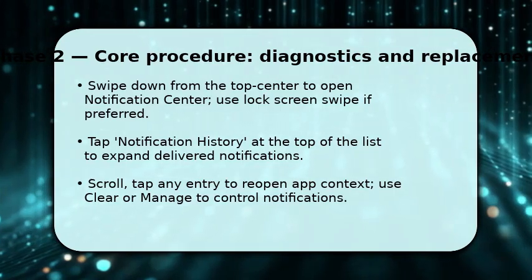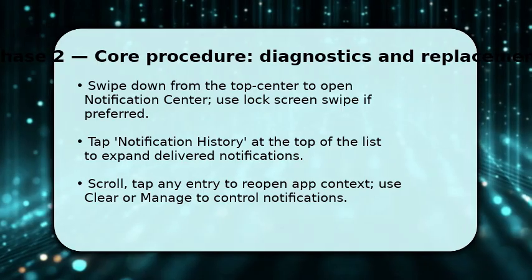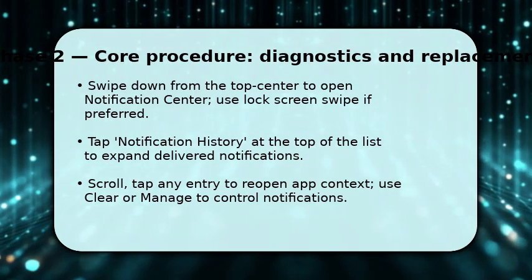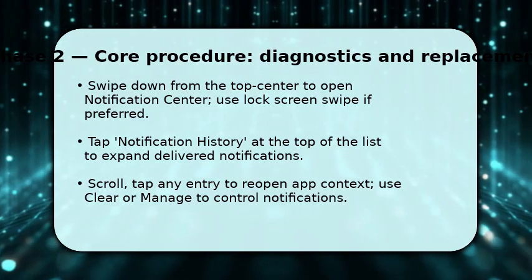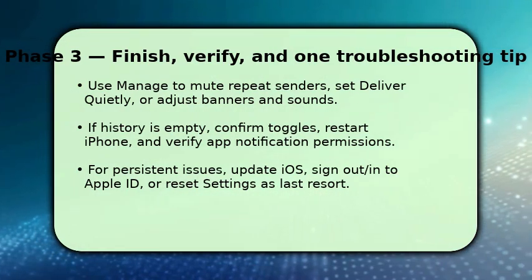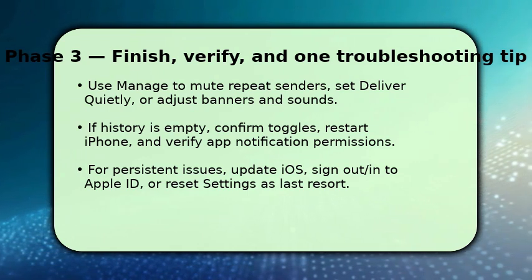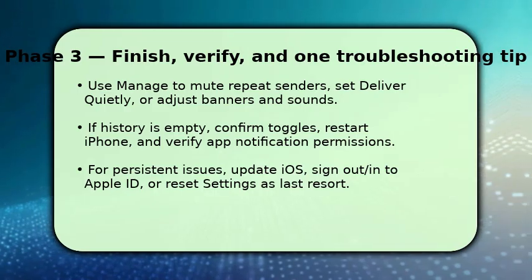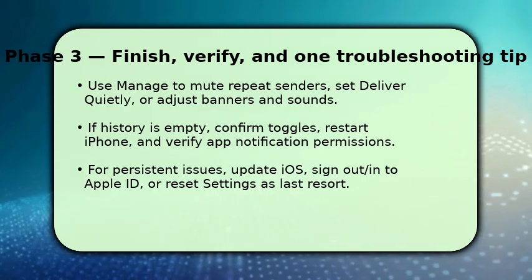Use the Clear or Manage options to remove items or tune delivery rules. This middle step is where you inspect, act on, or tidy notifications efficiently. To finish, clean up from notification history. Use Manage to silence repeat senders, set Deliver quietly, or adjust banner styles so new notifications behave better.